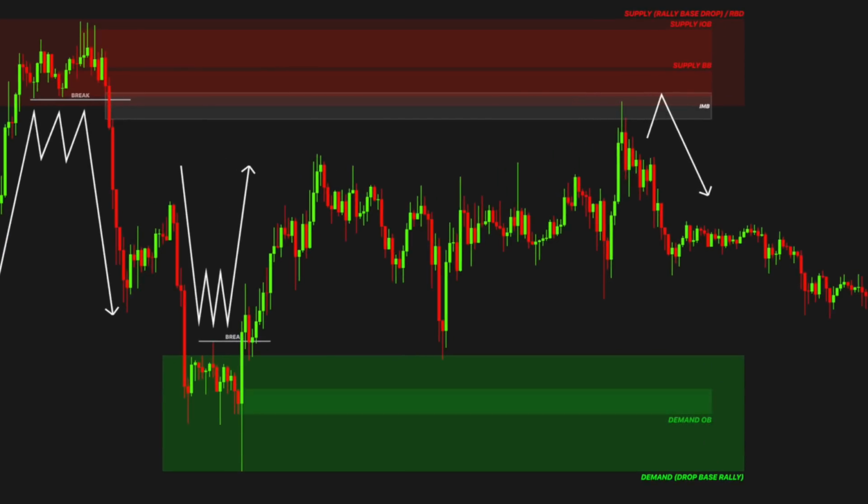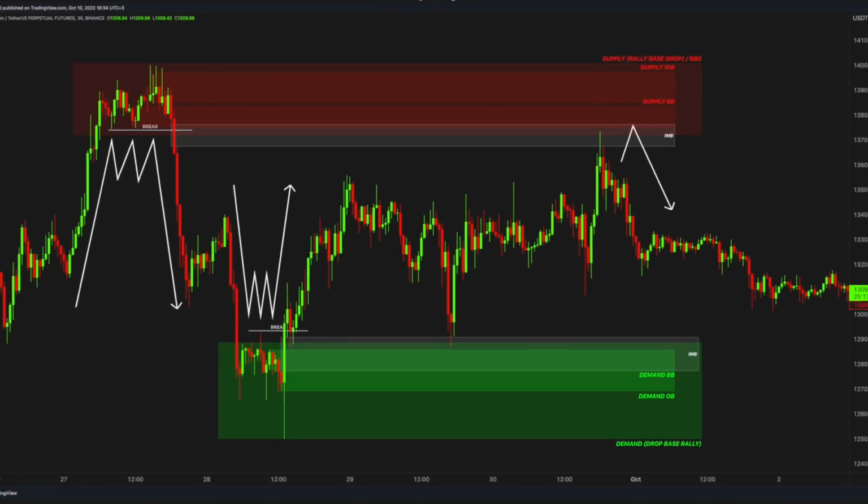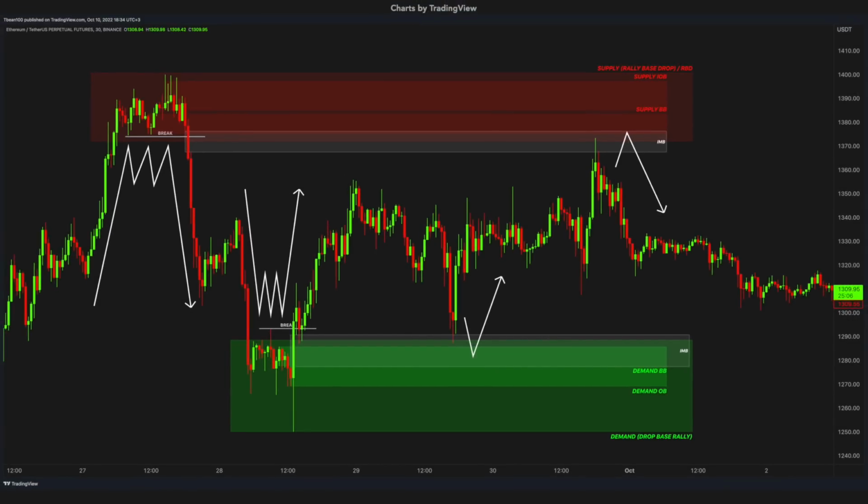Identifying the order blocks is easy. It is right here. And right next to it, there is the breaker block. Finally, the obvious imbalance. All these areas combined create much stronger reaction points for us to trade.